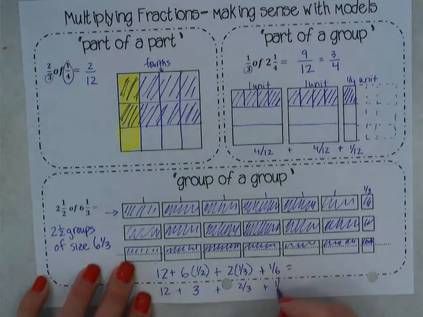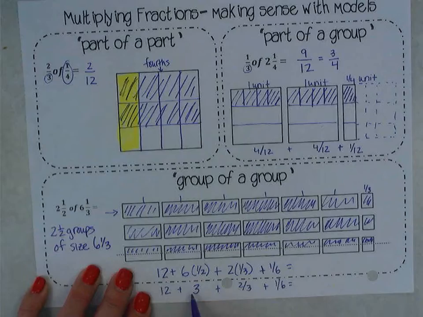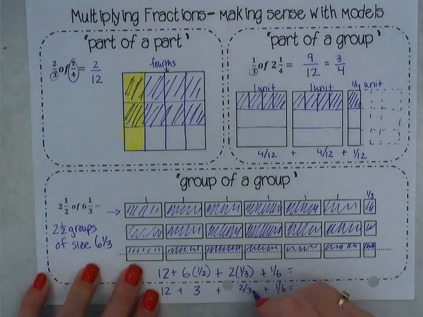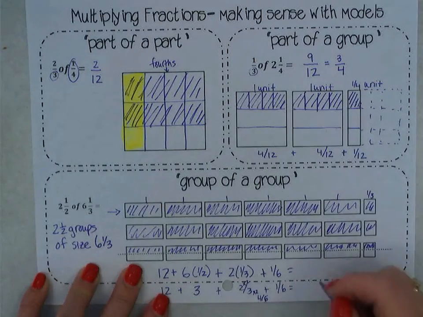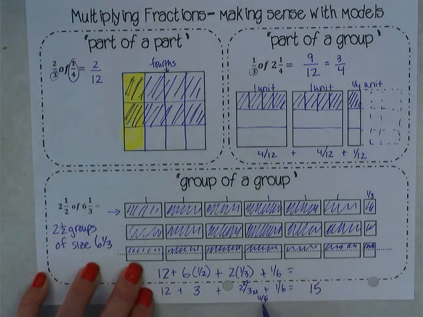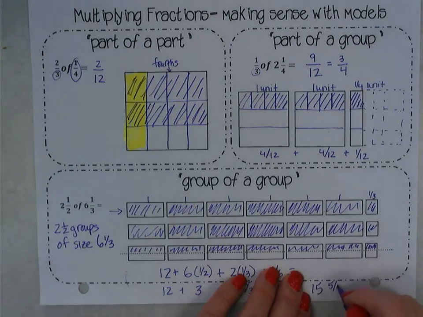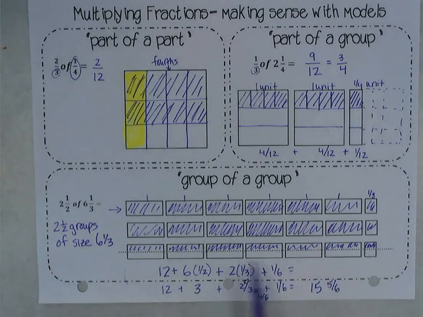All right, so now we're ready to add this up. 12 plus 3 is 15. And then, I don't have like denominators, so I have to scale this up by a factor of 2 and turn my 2/3 into 4/6. So I have 12 plus 3 is 15, and then 4/6 plus 1/6 equals 5/6. So in this problem, I can harvest 15 5/6 acres of corn in 2.5 days.